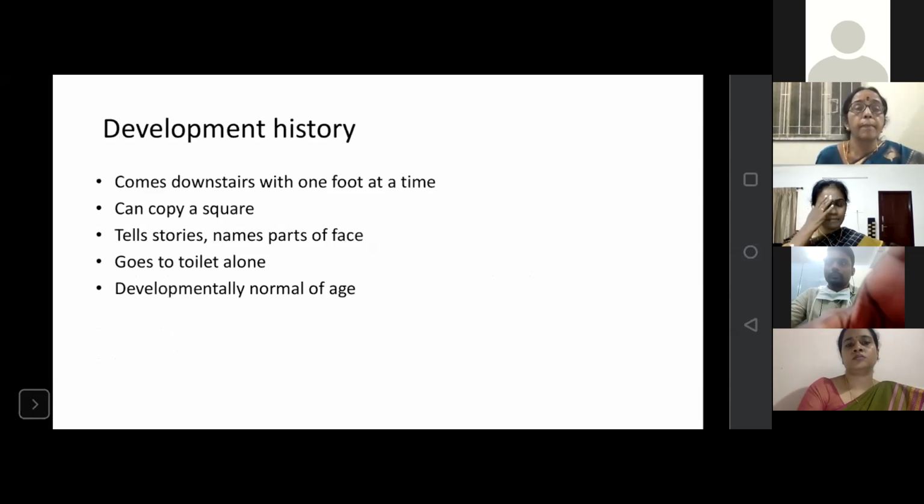Developmental history: she is able to come downstairs with one foot at a time, can copy a square. She tells stories and is able to name parts of the face. She goes to the toilet alone, and she is developmentally normal for her age.